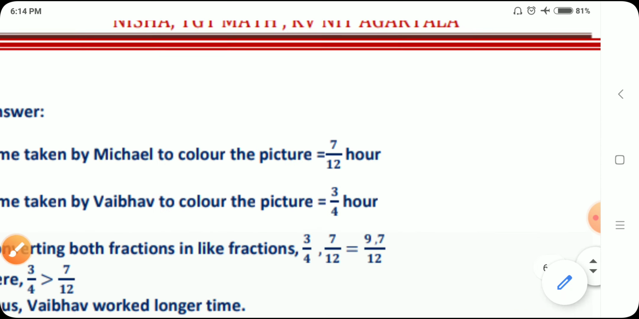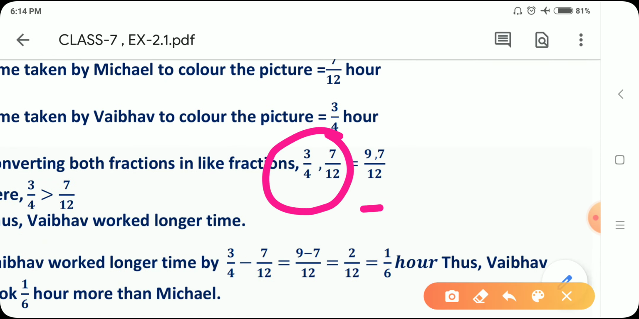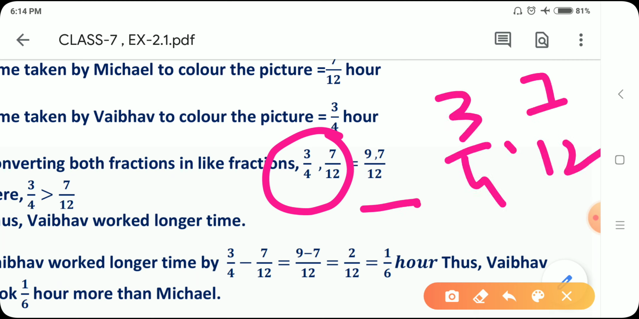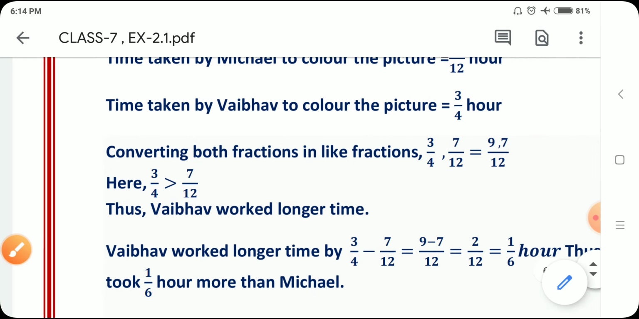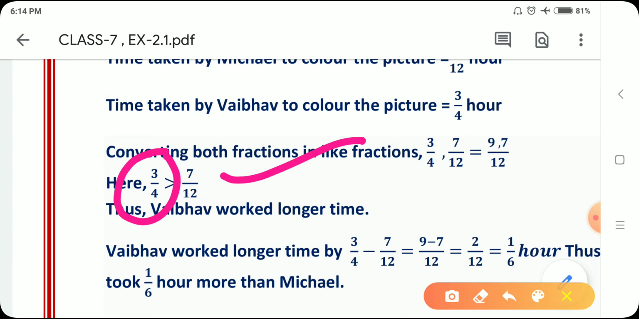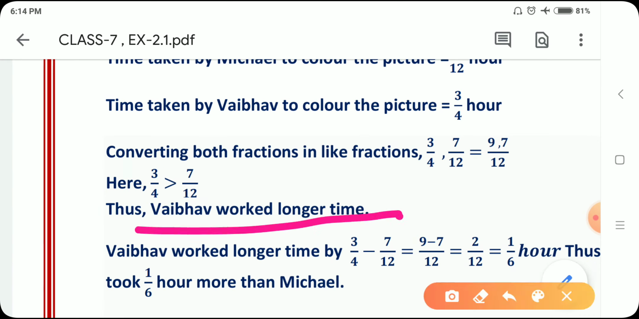Now comparing these two, you will take the LCM of 3 by 4 and 7 by 12. Taking the LCM you will get 12. Dividing 12 by 4 you will get 3, so 3 is multiplied with 3, you will get 9. Now 12 is divided by 12, you will get 1, and 1 is multiplied by 7, you will get 7. Of both these, 9 and 7, 9 is greater, so 3 by 4 is greater. So you will write 3 by 4 is greater than 7 by 12. You will write Vaibhav worked more time.